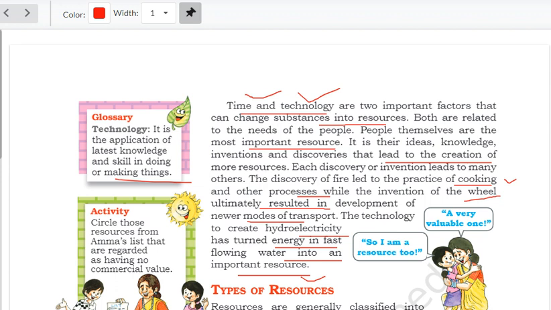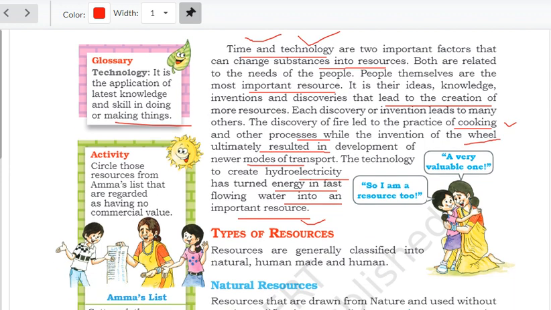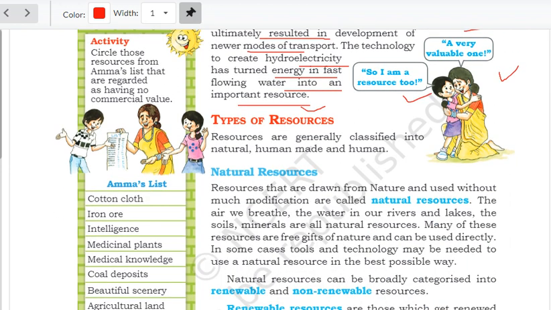So I am a resource too. This kid asks her mother, am I a resource too? Mother says, yes, a very valuable one. You are a very valuable resource because you are a human being. A human being is much more valuable than any other resource.